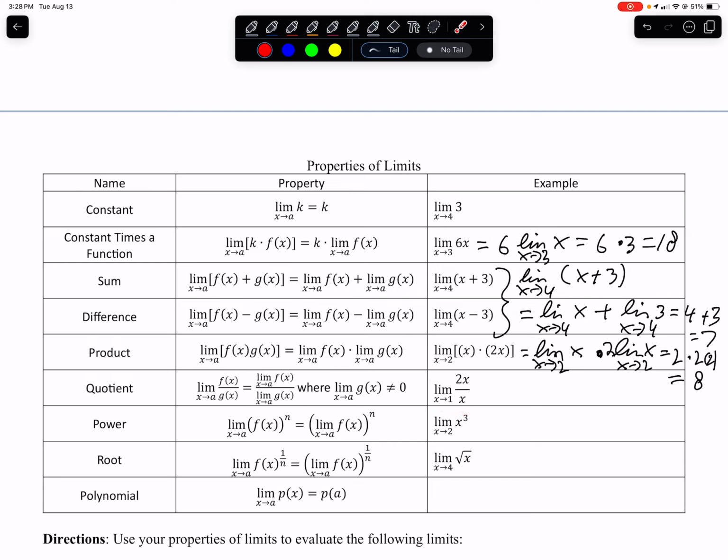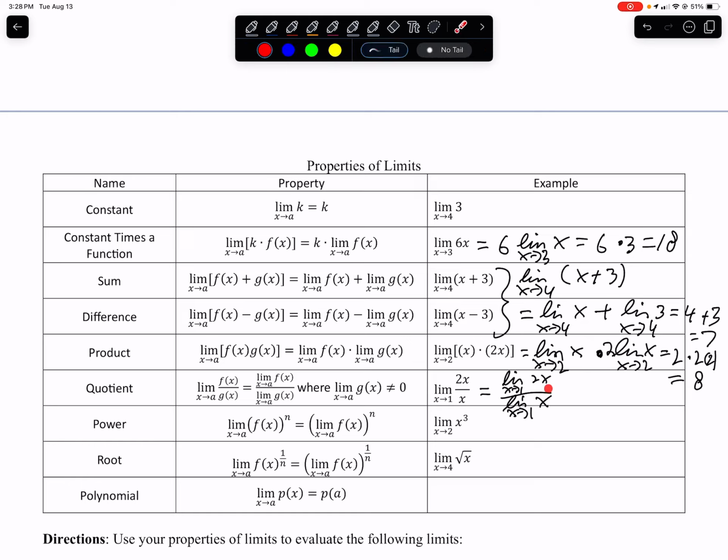Some may say, can't you just cancel the x's? Yes, you can. But I just want to do this for the sake of realizing there's a property that you can use. I personally would cancel out the x's, but in the future, you're not going to always be able to cancel things out. So this says I could take the limit of the top and take the limit of the bottom separately. And after I do that, then I can combine.